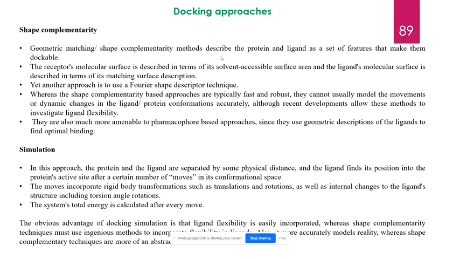Among shape complementarity and simulation, which do you think is better? Simulation. Why? Because simulation gives us atomistic details. Yes, and not only that, it also incorporates the ligand flexibility, and that is where the model accurately mimics the reality.